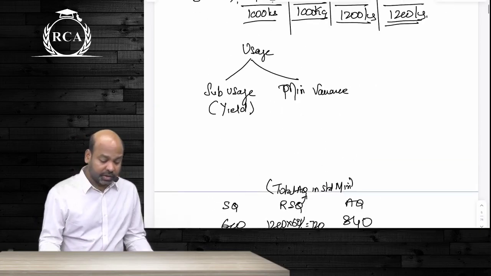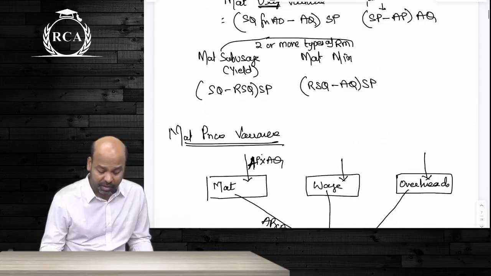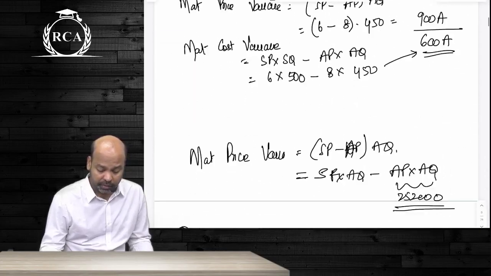After that, guys, sub-usage variance is also known as yield variance. After that, as such, we moved on to your labor variances.